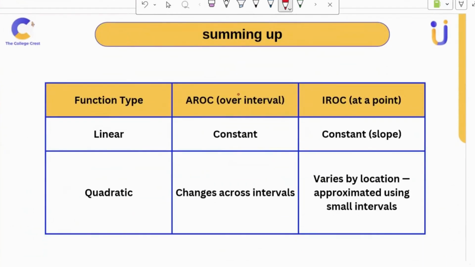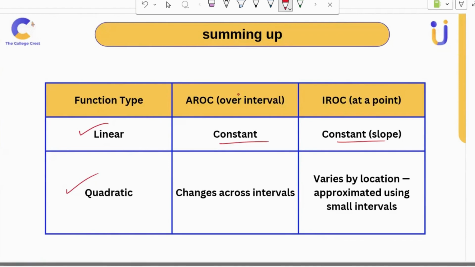So function type 2 we will deal with here, linear and quadratic. Both are the same, AROC and IROC: average rate of change, instantaneous rate of change. But for quadratic, it will change across intervals. Also, if you do it at a point, we have to approximate this by taking small intervals. Right? That's the basic concept.